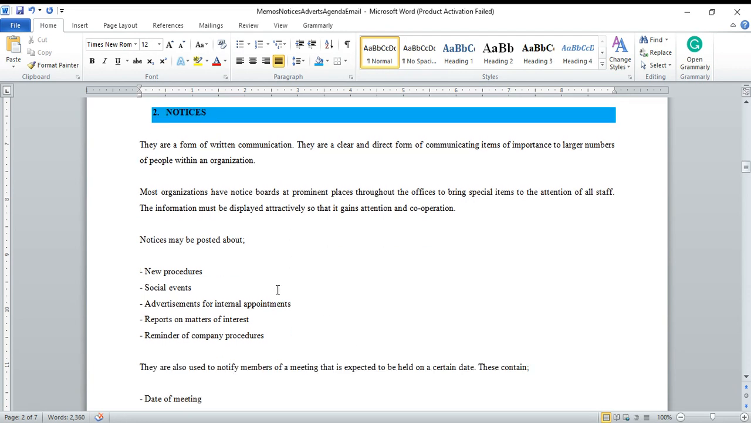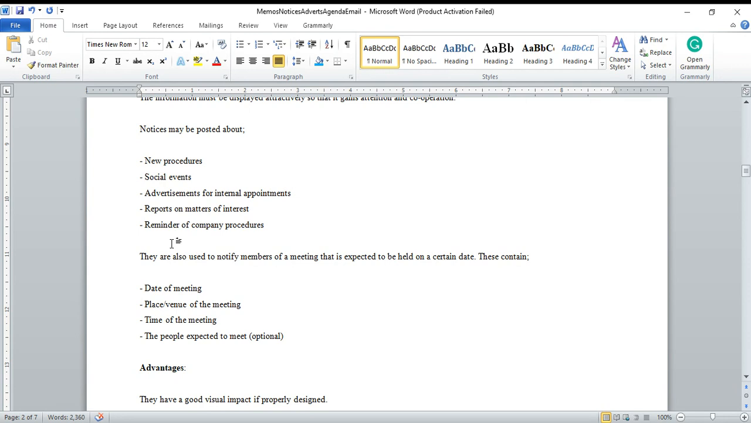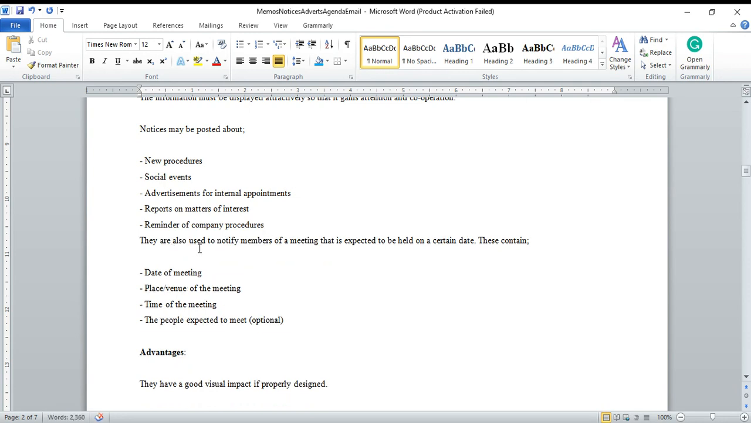Notices may be posted about new procedures, social events, advertisements for internal appointments, reports on matters of interest, reminders of company procedures. Then they are also used to notify members of a meeting that is expected to be held on a certain date. They contain the date of the meeting, place or venue of the meeting, time of the meeting, and the people expected to meet, optional.